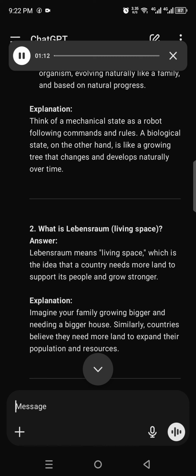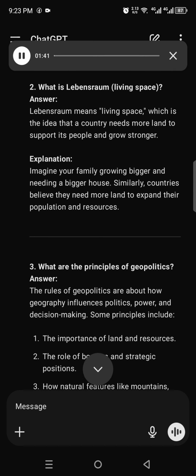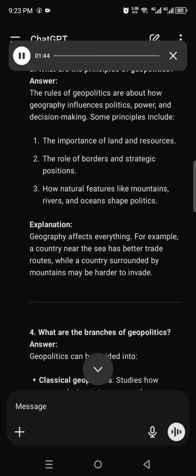What are the principles of geopolitics? Answer. The rules of geopolitics are about how geography influences politics, power, and decision-making. Some principles include: 1. The importance of land and resources. 2. The role of borders and strategic positions. 3. How natural features like mountains, rivers, and oceans shape politics. Explanation. Geography affects everything. For example, a country near the sea has better trade routes, while a country surrounded by mountains may be harder to invade.